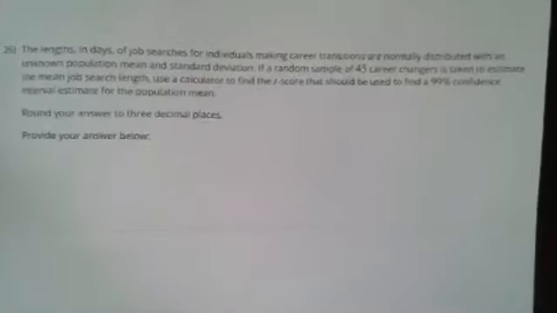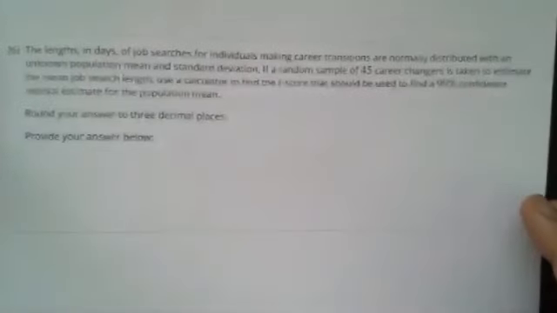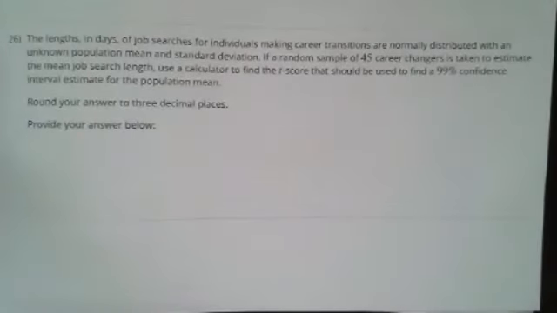Okay, so number 26. We have here the lengths in days of job searches for individuals making career transitions are normally distributed with an unknown population mean and standard deviation. If a random sample of 45 career changes is taken to estimate the mean job search length, use a calculator to find the t-score that should be used to find a 99% confidence interval estimate for the population mean.